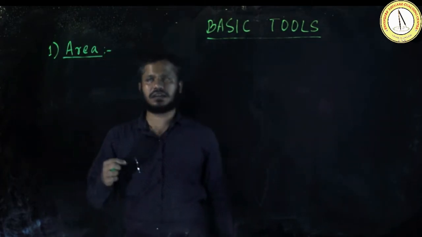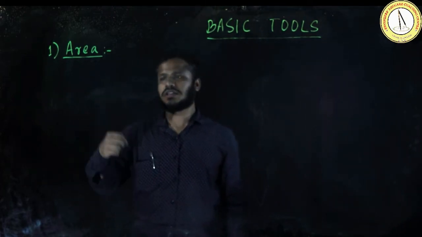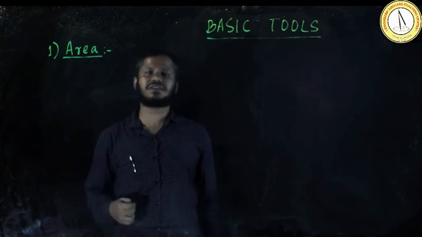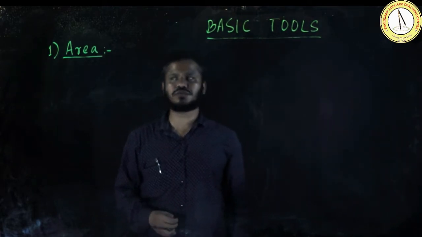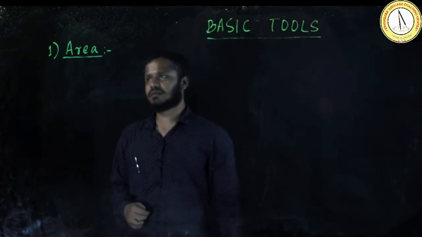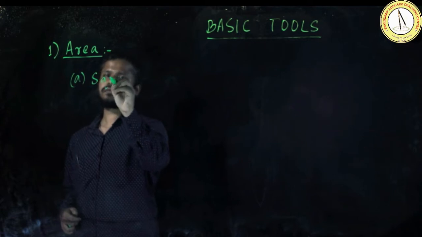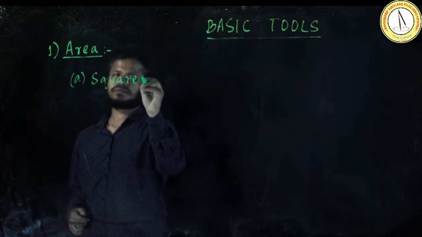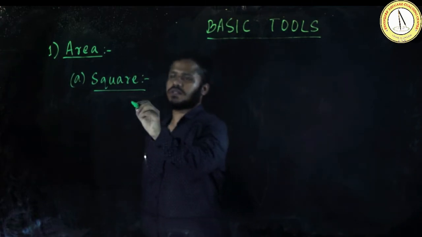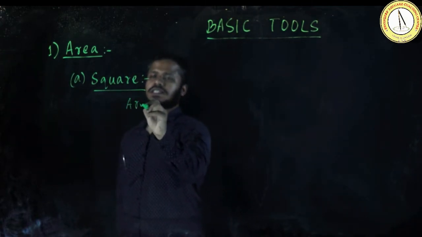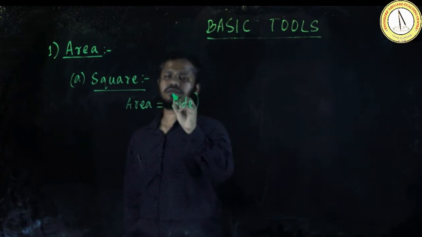Now, area of different types of figures. Here you will just revise about the area of different types of figures. You already know about some of the areas of different types of figures. For example, I'll start with square. The area of square is equal to side square.